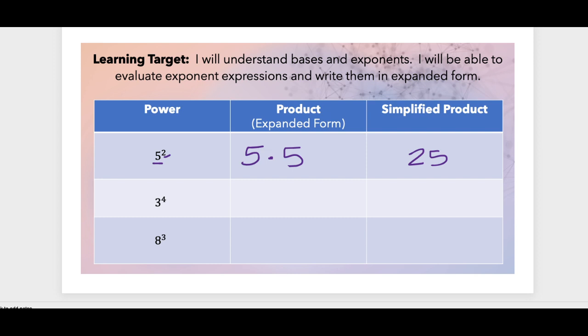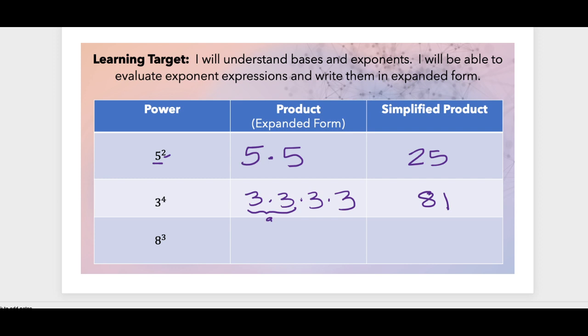On the next example, I have 3 to the 4th power, which in expanded form would be 3 times 3 times 3 times 3. So my base is 3, my exponent is 4, and it's 3 to the 4th power, which means I'm going to start with just the first two, 3 times 3, which is 9. And then I'm going to multiply 9 times 3, which is 27. And then lastly, 27 times 3, which gives me a product of 81.